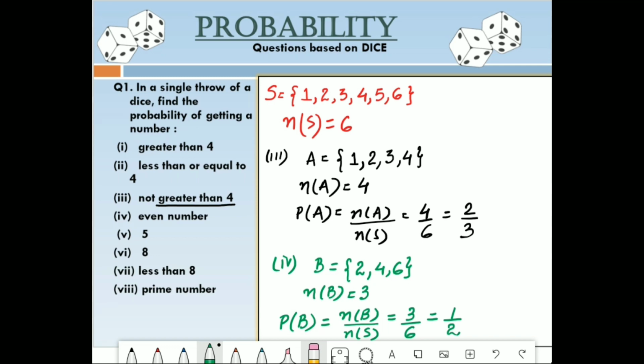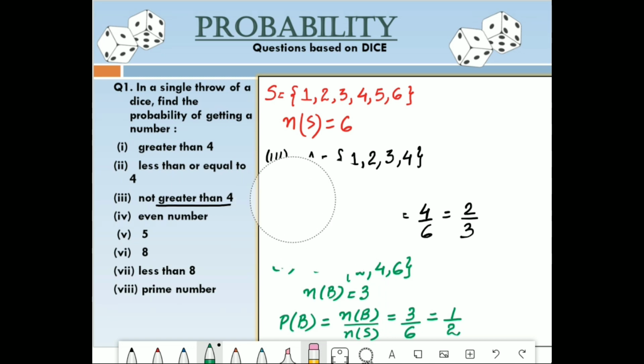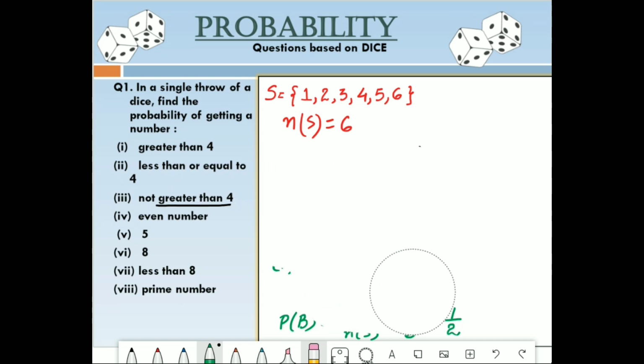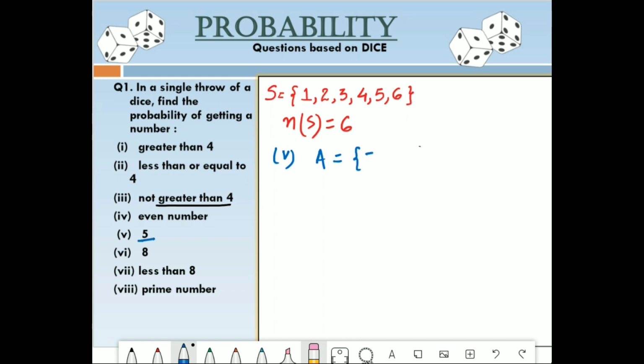Okay, now we will solve our next part, probability of getting a number 5. In this there is only one favorable case. We are solving the fifth part. So the probability of getting the number 5: the number of favorable outcomes is equal to 1, and the probability for this question will be n of A divided by n of S. So it's 1 divided by 6.